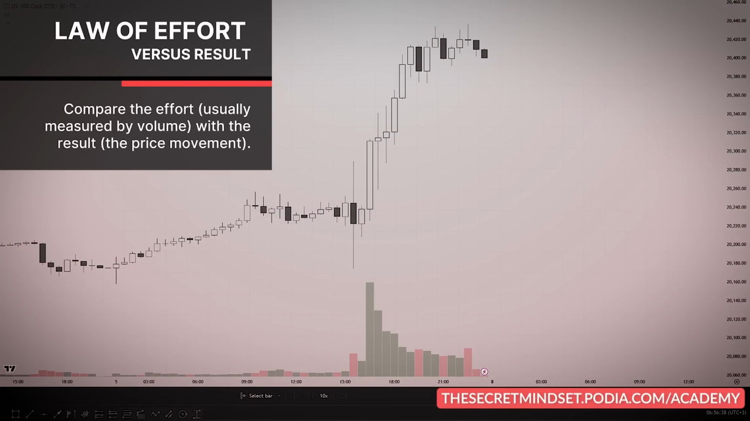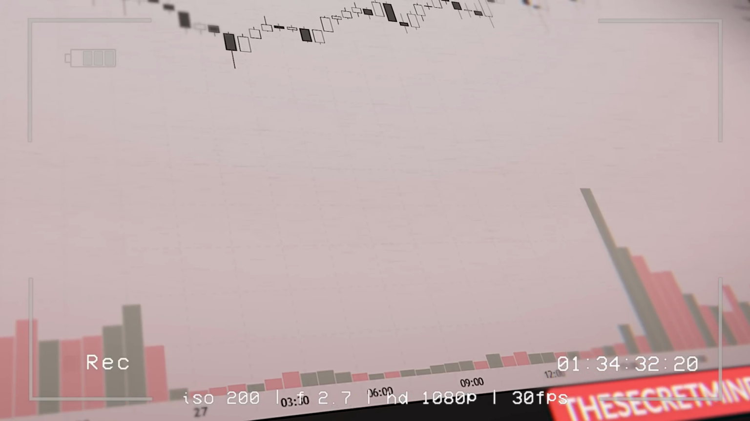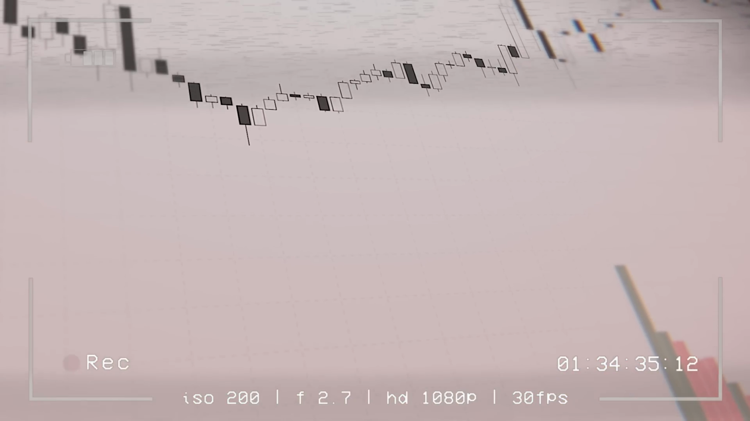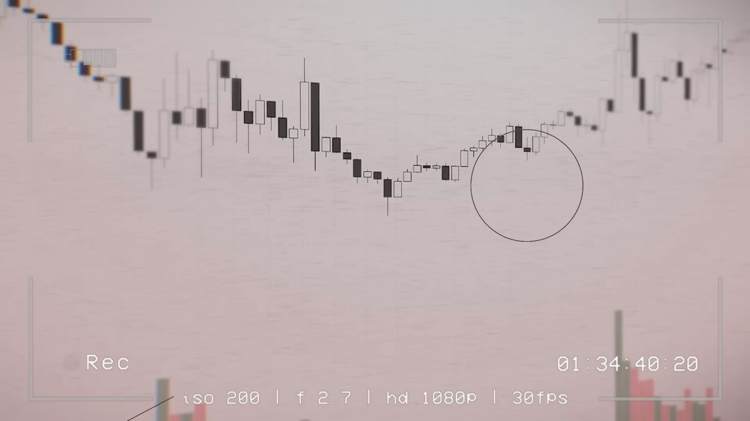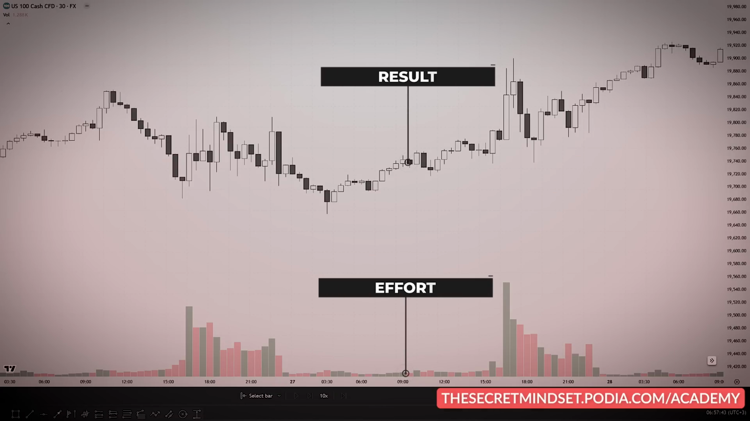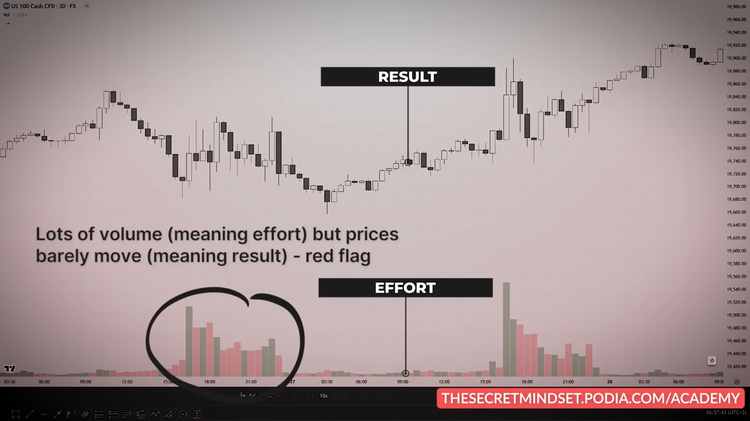Lastly, we have the law of effort versus result. This law helps us spot when something's off in the market. It's about comparing the effort, usually measured by volume, with the result, the price movement. Here's how it works. The market is always trying to move one way or the other. These attempts can be short or long. Either way, they represent effort, which we see as volume. If you see a lot of volume, meaning effort, but prices barely move, meaning result, that's a red flag. It might mean the current trend is running out of steam.